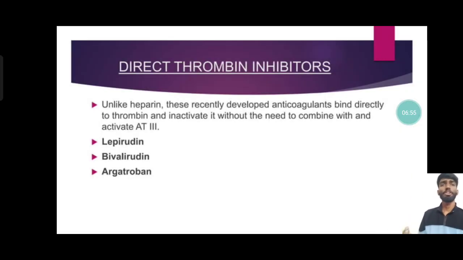Direct thrombin inhibitors. Unlike heparin, these recently developed anticoagulants bind directly to thrombin and inactivate it, without the need to combine with and activate antithrombin, basically the third factor. Examples of these direct thrombin inhibitors: lepirudin, bivalirudin, argatroban.